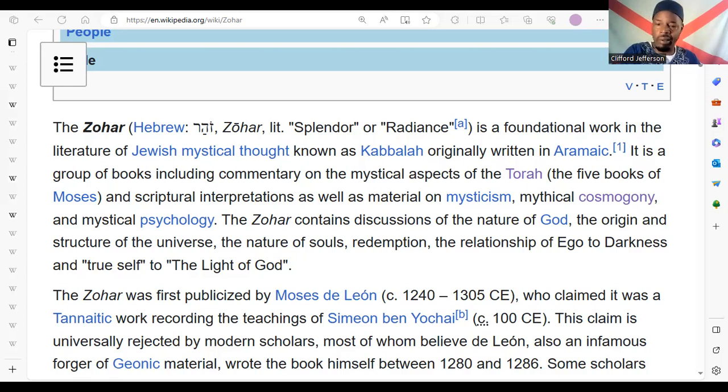God's nation. God's people. The Zohar contains discussion of the nature of God and the origin structure of the universe. So now God is associated with the universe. All right? The soul, the redemption of the soul, is associated with the universe, i.e., the origin, associated with what we call cosmogony.